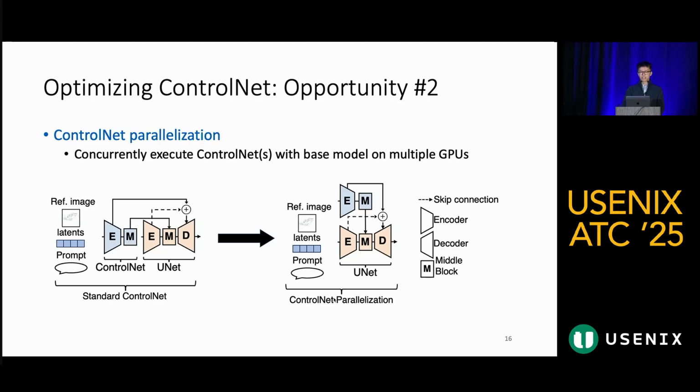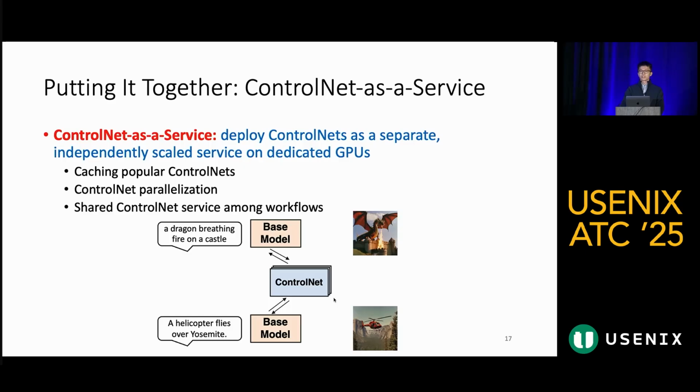And to reduce the computational overhead of ControlNet, Katz supports ControlNet parallelization, which concurrently executes ControlNet and the base model on multiple GPUs. And this is the diffusion model specific design, which is very different from the tensor parallel or the pipeline parallel. So with ControlNet caching and parallelization, Katz deploys ControlNet as a service, which enables ControlNet sharing, where a single ControlNet can be multiplexed by multiple base models.